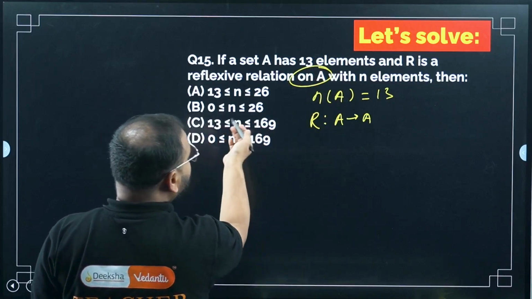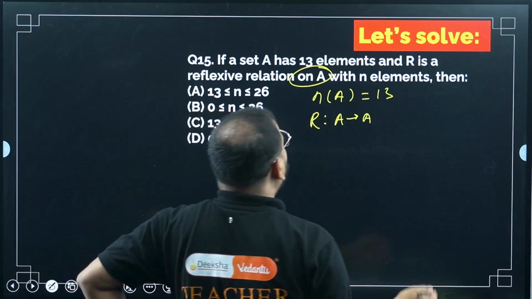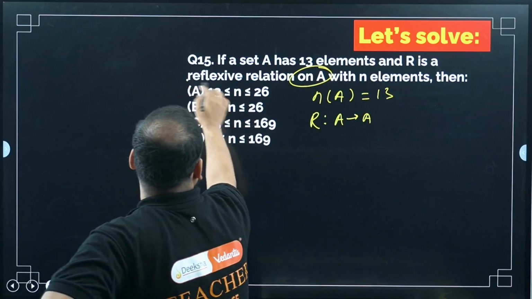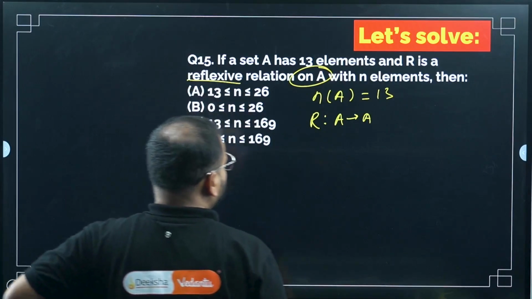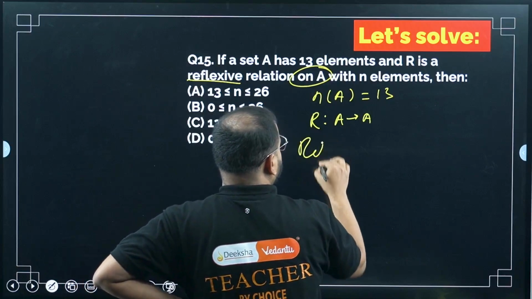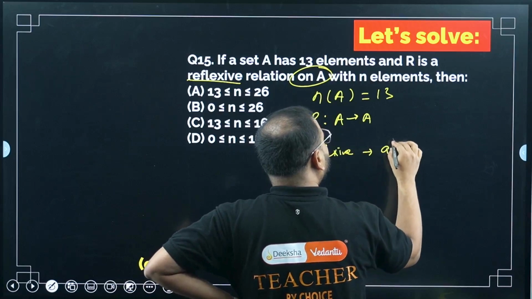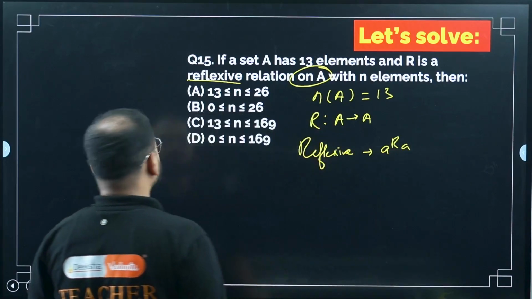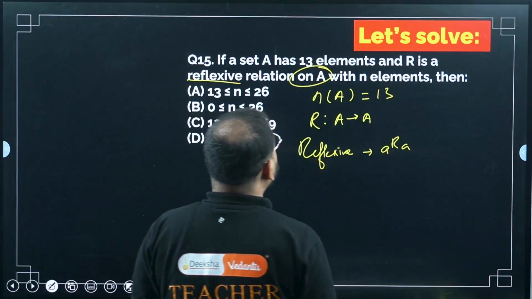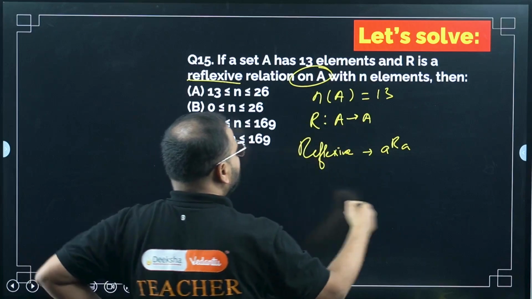Then n will be between what and what? Basically, how many such reflexive relations are possible? So now think here. If I am making the relation, what is the meaning of a reflexive relation? For a reflexive relation, A R A has to be true. Let's say the elements are 1, 2, 3, 4, 5, or A, B, C, whatever it is.